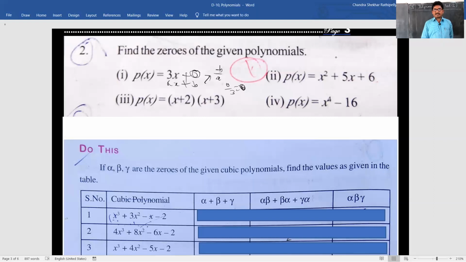But what are the zeros of this polynomial? We don't use this formula. Here we have the sum of the zeros and the product of the zeros, but we don't have a formula like this, children. So that's why we have to find it. We can find it using this method.